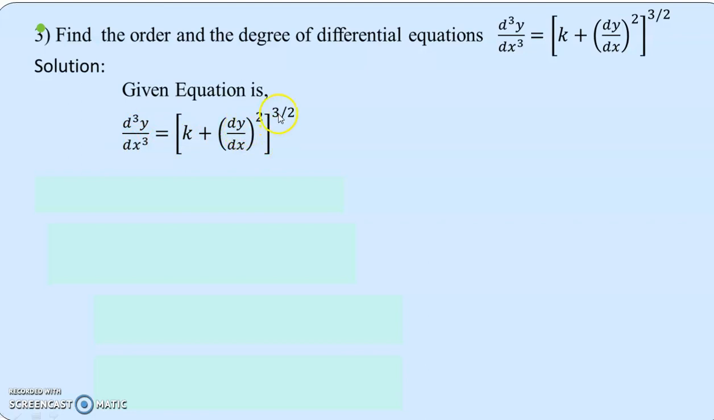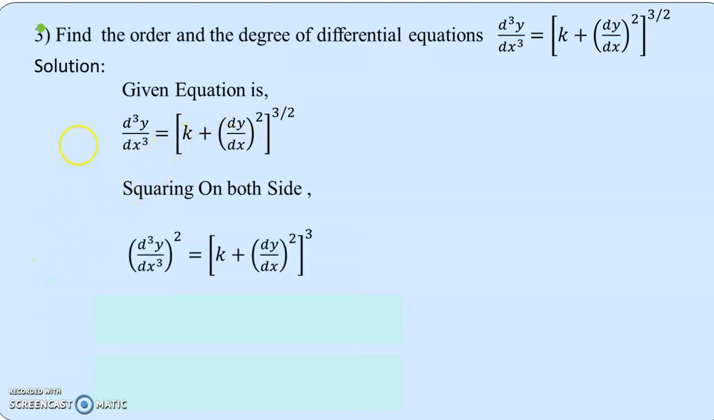Now in this differential equation, there is a fractional index, 3 by 2. So to find out the degree, we have to remove that fractional index. For that, we square on both sides. After squaring, we get d cube y upon dx cube bracket square is equal to, and on squaring the 2 gets cancelled and just 3 remains. So we get the term k plus dy by dx bracket square whole bracket raised to 3.